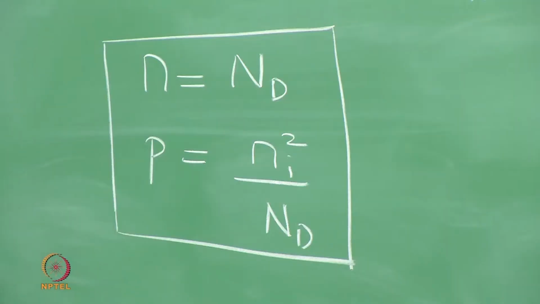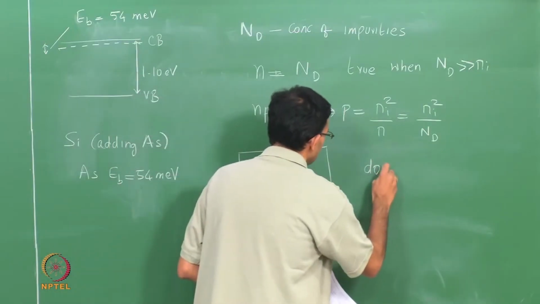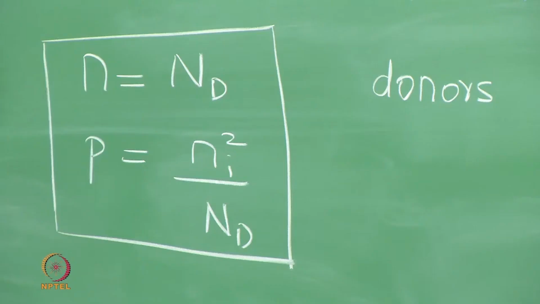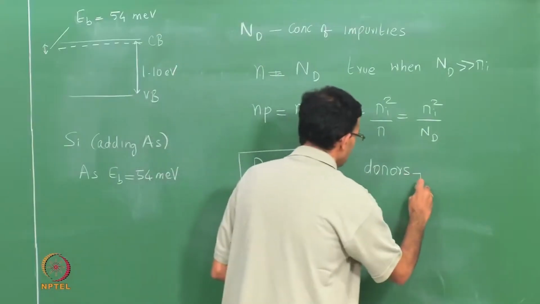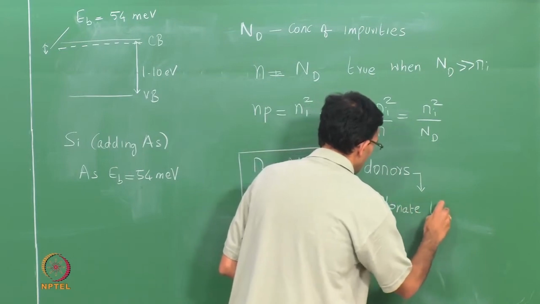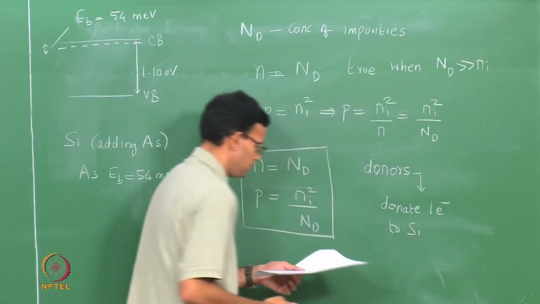Another name for a pentavalent impurity or an N-type impurity is called donors, and these are called donors because they have one extra electron which they donate. So, they donate the one extra electron to silicon.